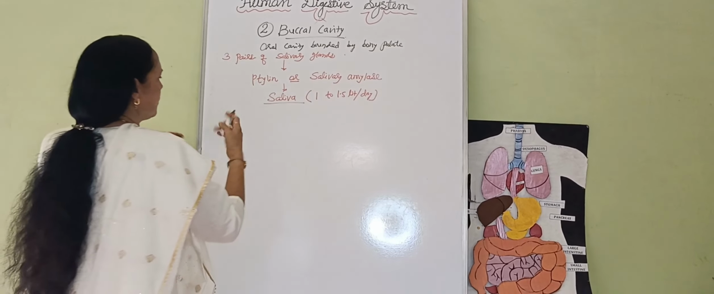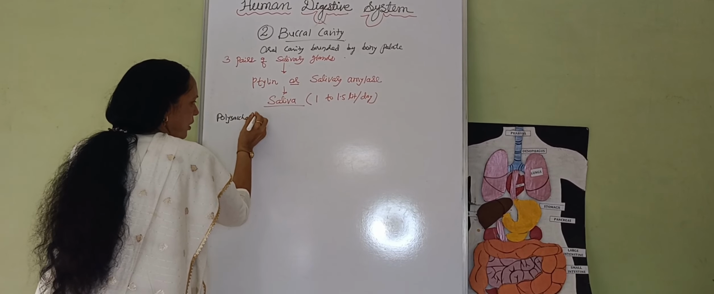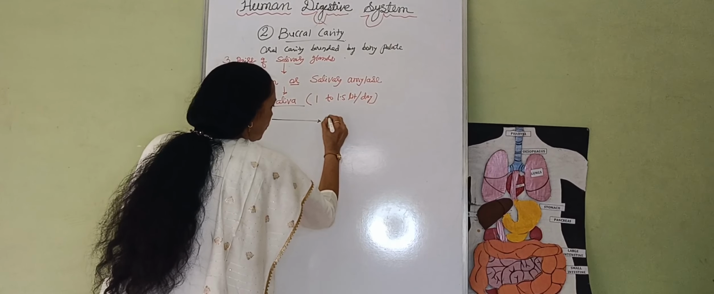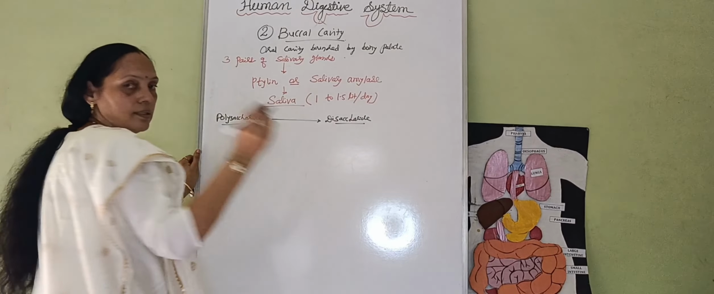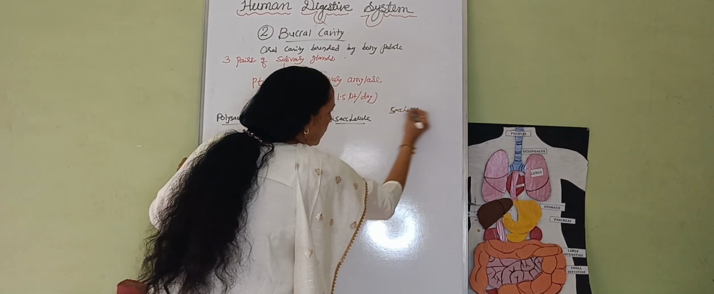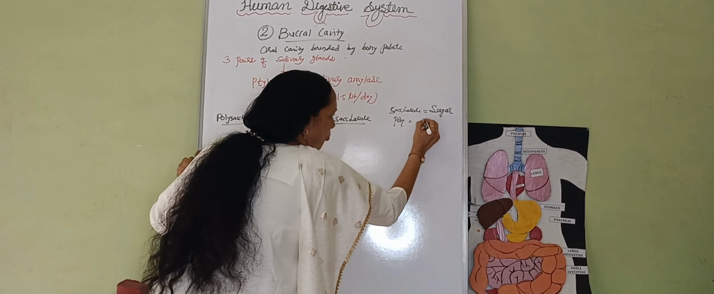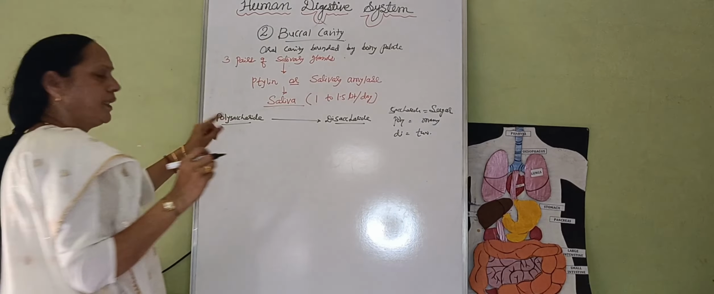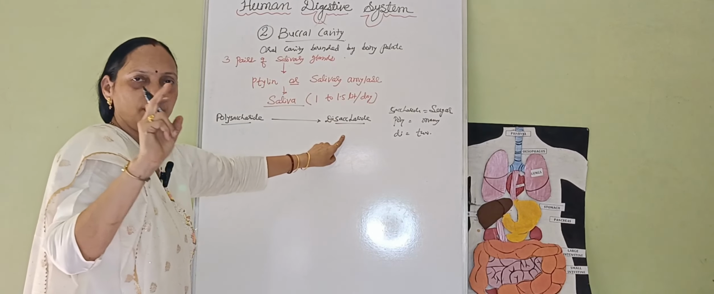Now the question arises, what is meant by polysaccharide? We are eating food. In that food, polysaccharide molecules will be there. It is converted into disaccharide molecules. Here, saccharide means what? Saccharide means sugar, and poly means many, and di means two. So in polysaccharide, many sugar molecules are there. Those molecules are converted into disaccharide.